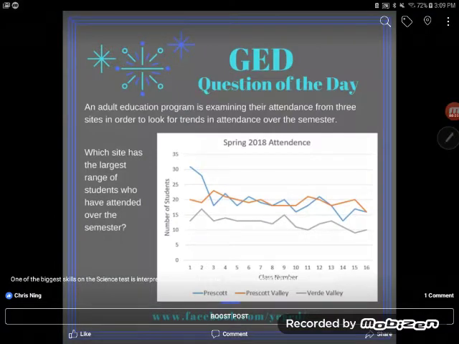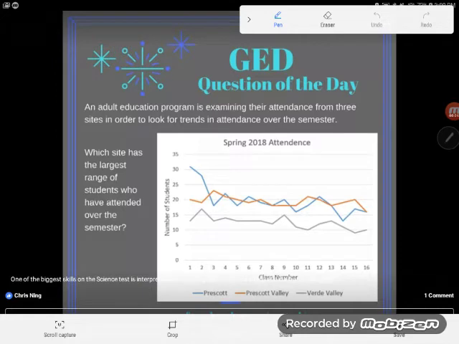Hey everybody, it is GED question of the day, and it looks like we've got a graph going on. You're likely to see graphs on the science, social studies, or math test, so this is a good skill to look at. Let's take a look.